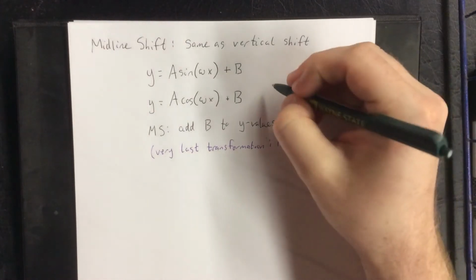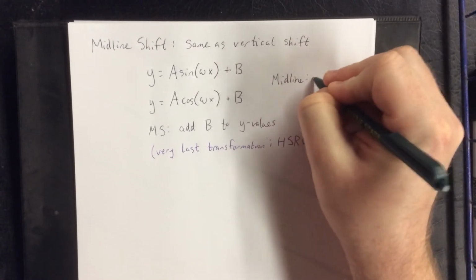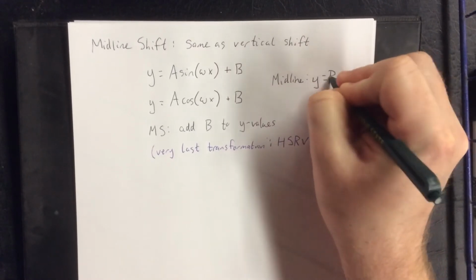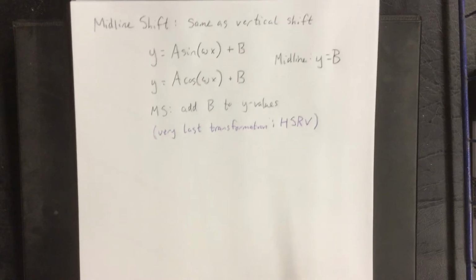It also lets you know that the midline in both of these cases is going to be transformed into the horizontal line y equals b. If you say that the midline is b, you're not technically correct. The midline should be the equation of a line, and I should see a b associated with that.